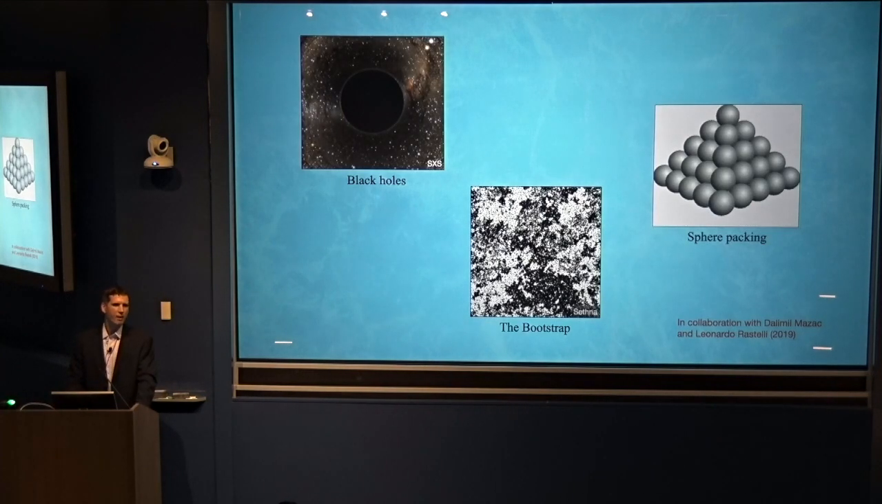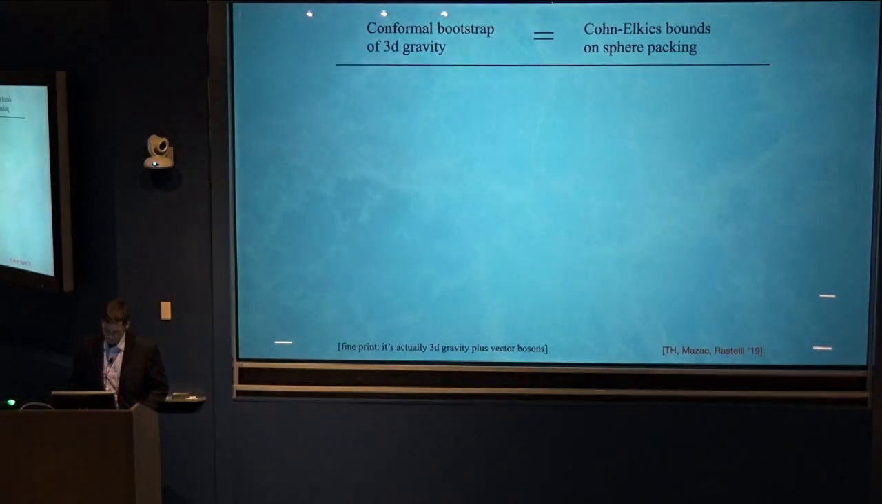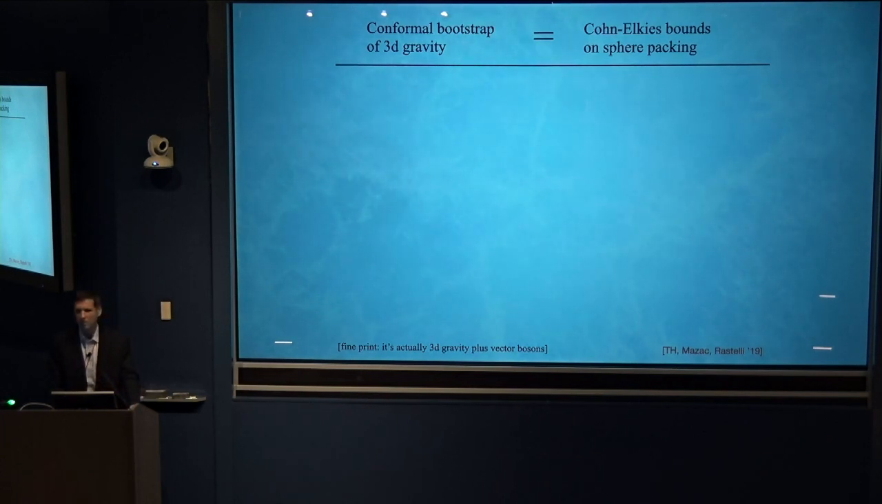So now it's time to go back and to tie these three pieces together. How are black holes, black hole thermodynamics, the conformal bootstrap, and sphere packing all related to each other? Well, I've been hinting at how they're related throughout, but now I can come out and say it. The statement is that the conformal bootstrap, as I described, for finding the simplest theory of three-dimensional gravity, is exactly the same math problem as these bounds of Cohn-Elkies on sphere packing.